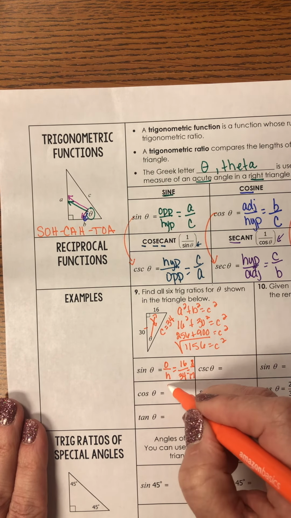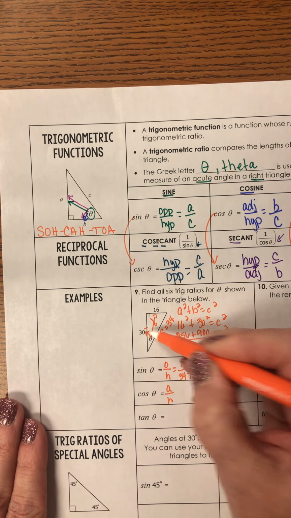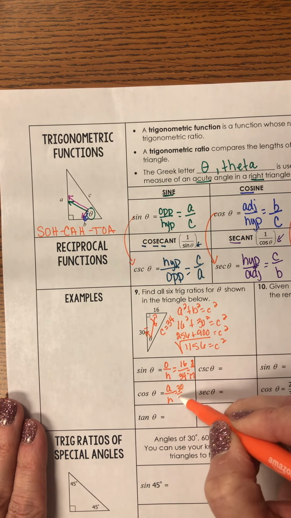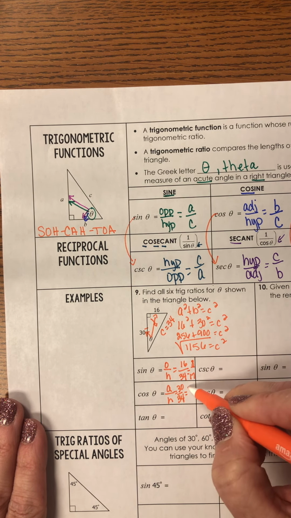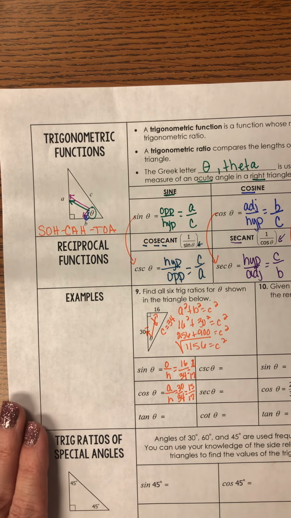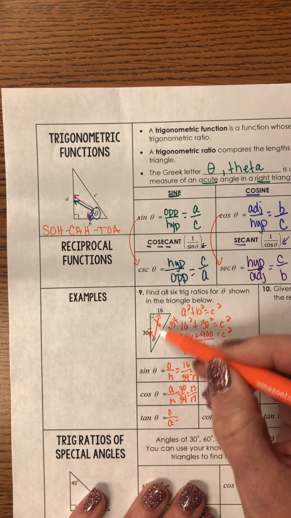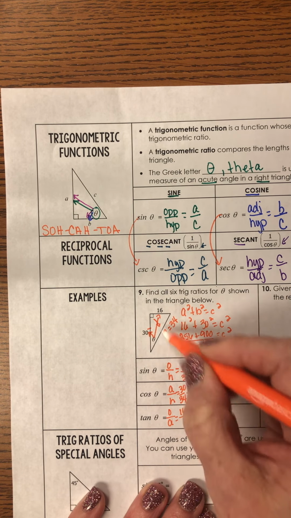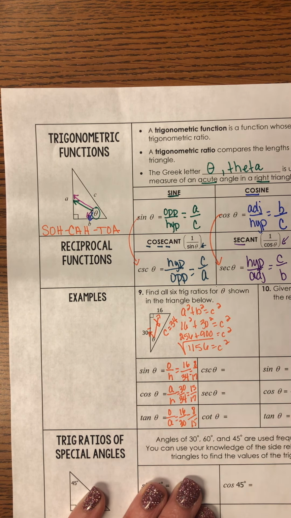Now the cosine is the adjacent over the hypotenuse. Adjacent to theta is going to be 30. The hypotenuse is 34. Once again, simplify by dividing by 2, and you get 15/17. Tangent is opposite over adjacent, so the opposite of theta is 16. Adjacent is 30. Reduce, and you get 8/15.